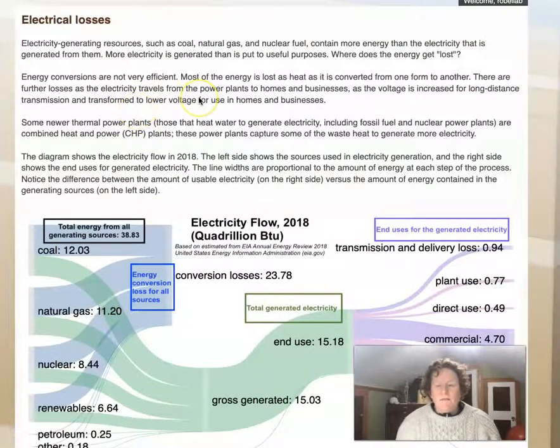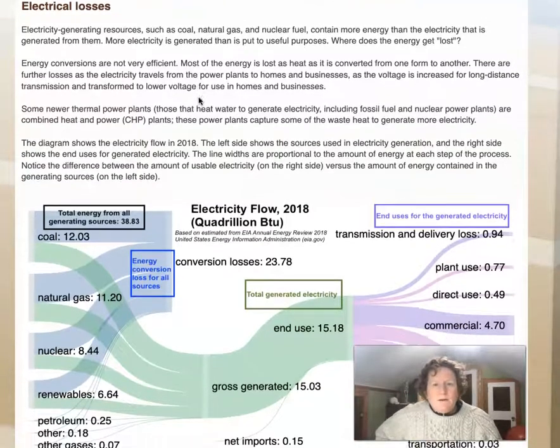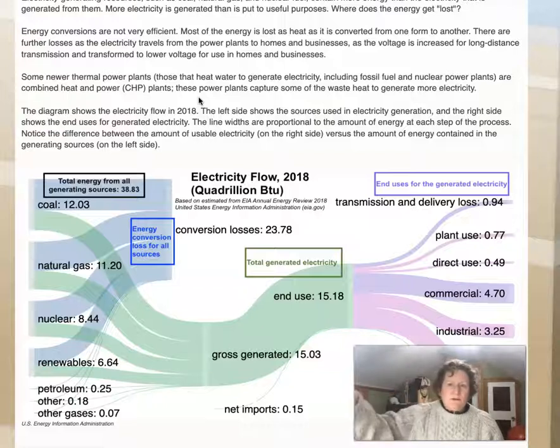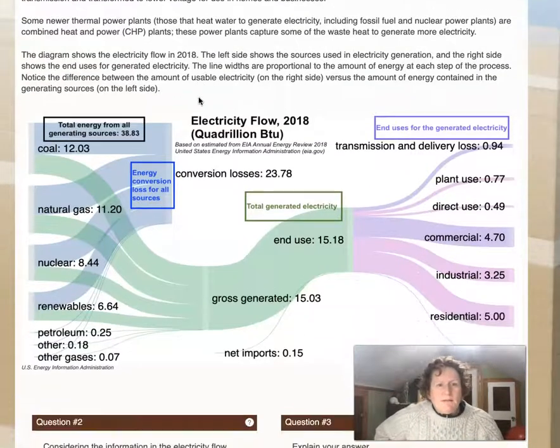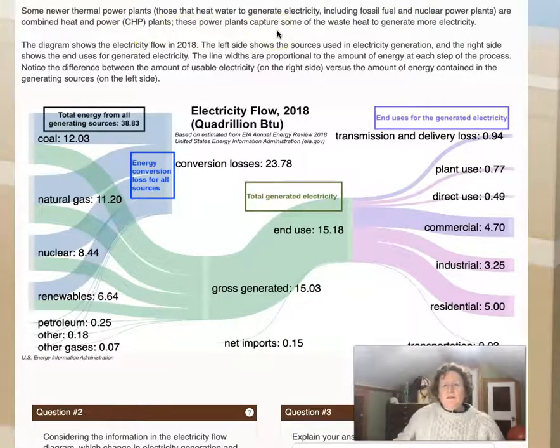Energy conversions are not very efficient, so we lose energy, say, when we go from heat energy to creating steam to spinning a turbine. That's got some inefficiency built in there. There are losses, there are line losses as you push electricity through long distance lines. Some new thermal power plants, those that heat water to generate electricity, including fossil fuels and nuclear power plants, are combined heat and power plants. These power plants capture some of the waste heat to generate more electricity, so they kind of recycle their own heat.